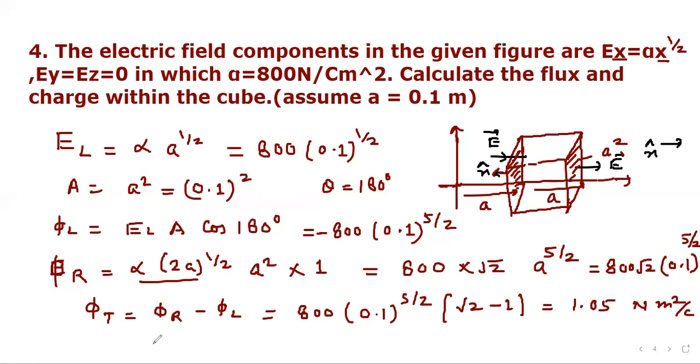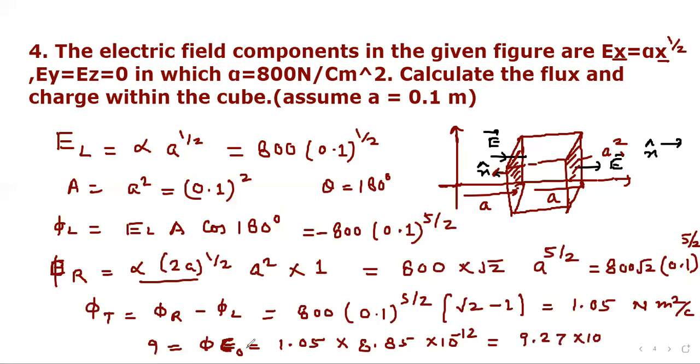Now, in order to get the charge, Q equals phi times epsilon naught. Phi we have got as 1.05, so 1.05 into the value of epsilon naught, that is 8.85 into 10 to the power minus 12. So this will become 9.27 into 10 to the power minus 12. So this is our answer.